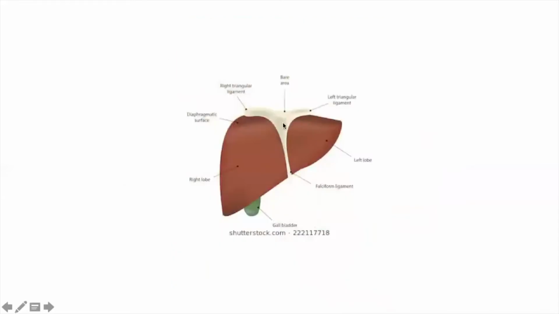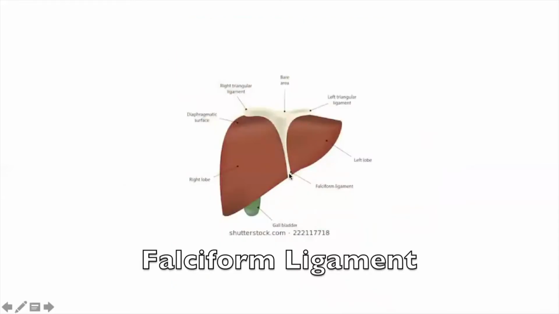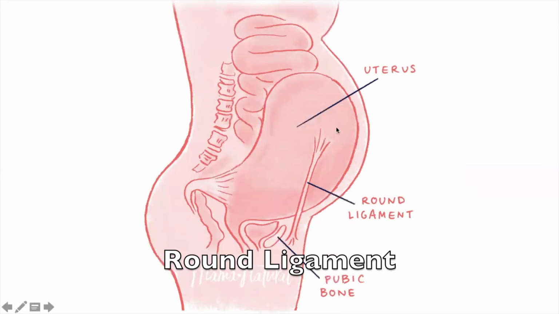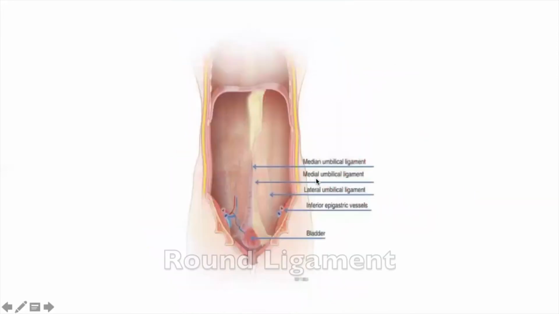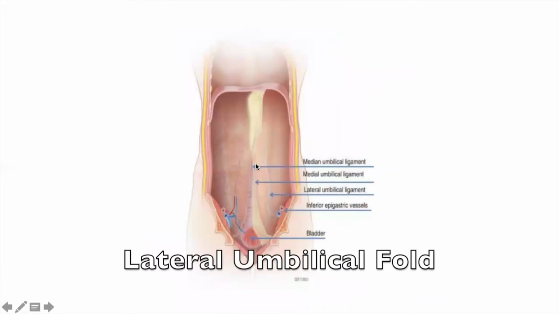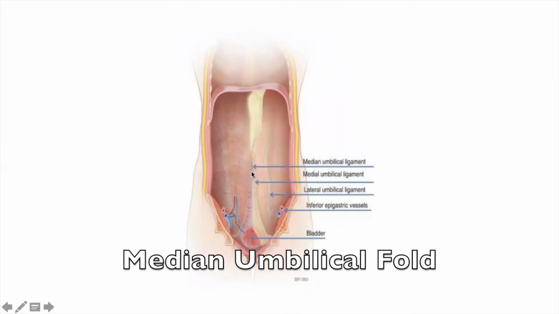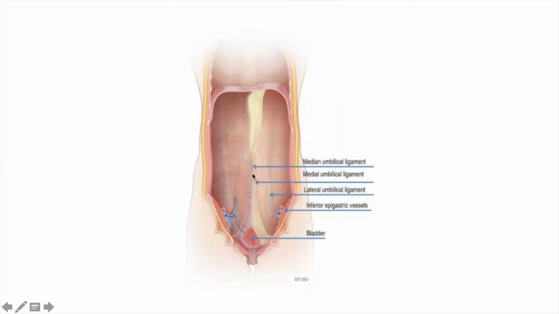This ligament here on the liver in the middle is the falciform ligament. This ligament that helps support the uterus is the round ligament. And then you have three folds. You have your lateral umbilical fold, which is this one here. You have your medial umbilical fold, and you have your median umbilical fold. And that's all the parts of the connective tissue.